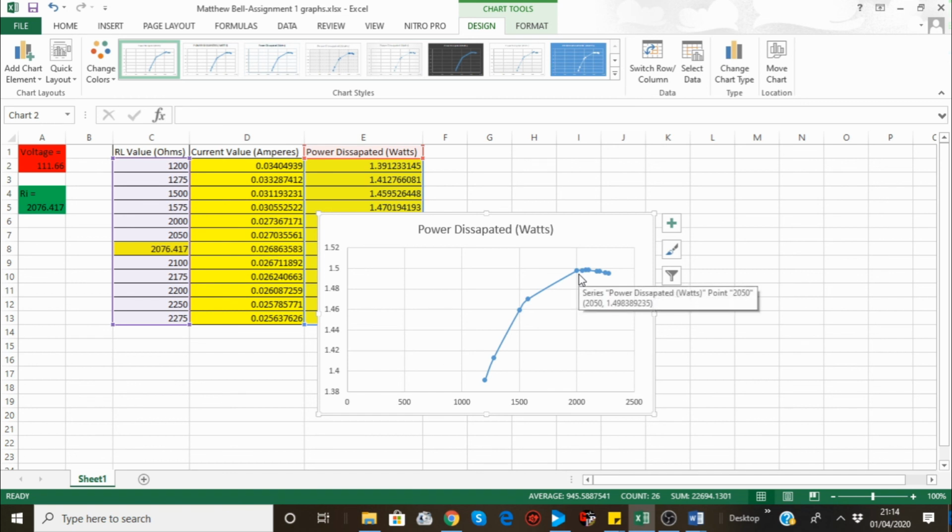However, it shows the maximum occurs around about this 2076, and to be accurate, that's your maximum power. That's power, and this is your resistance.